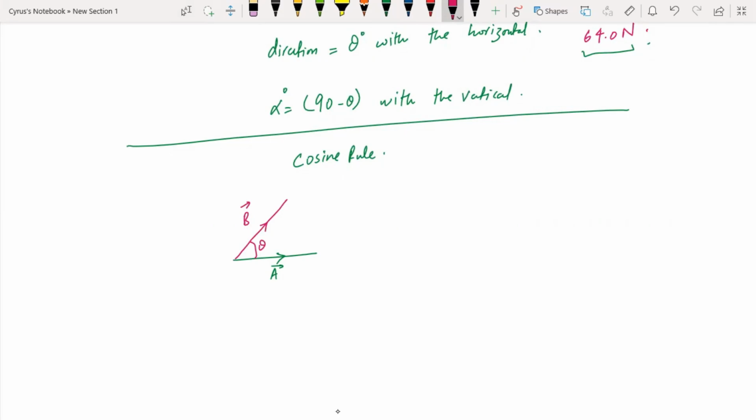What you're going to do is draw the parallelogram as we did before. You can draw a line like this and make a parallelogram like this, and this is the resultant as you can see here.